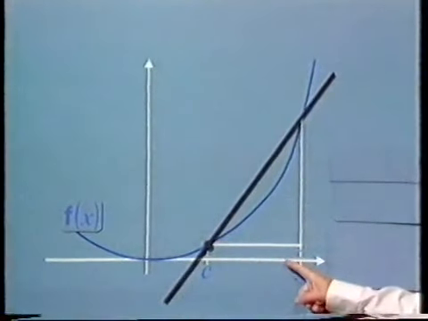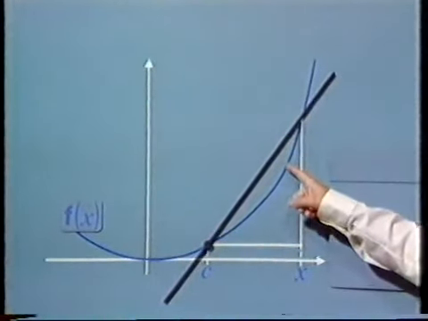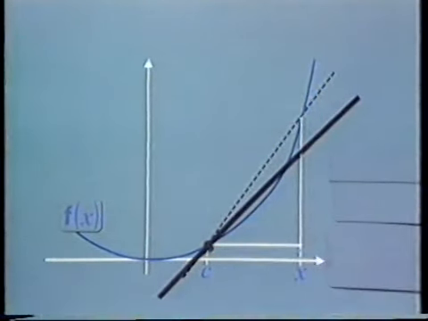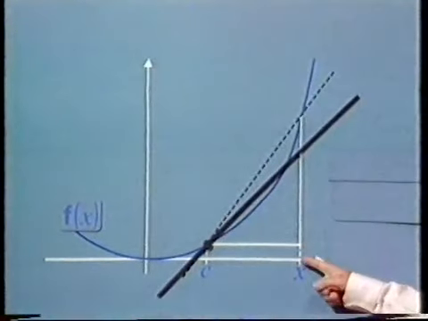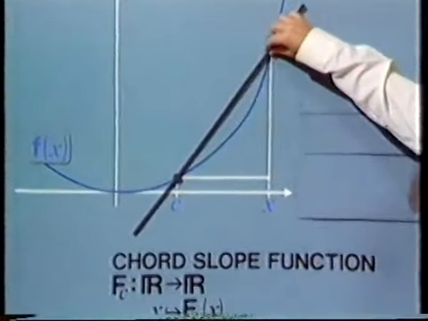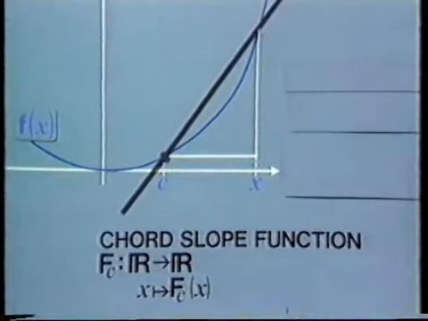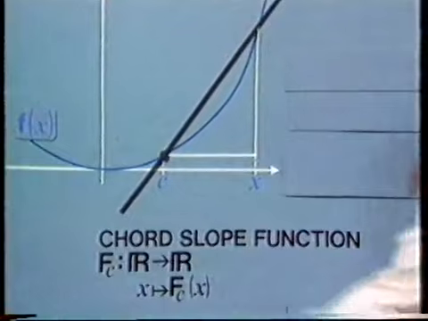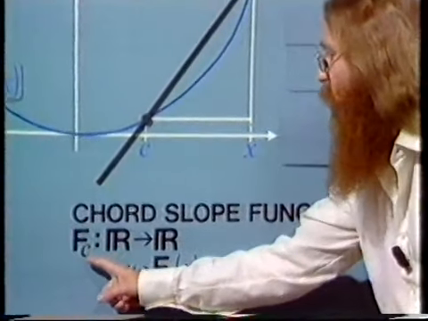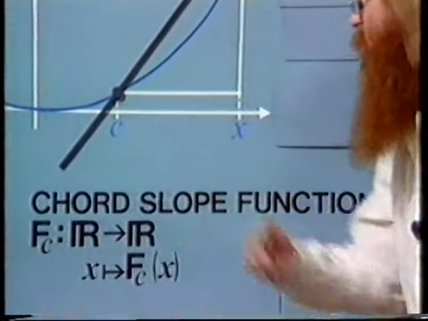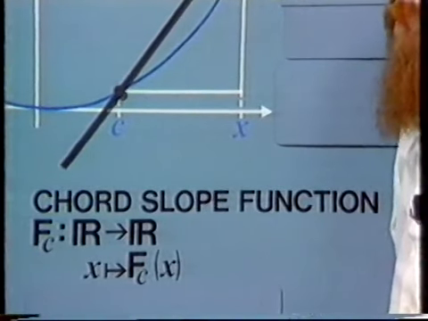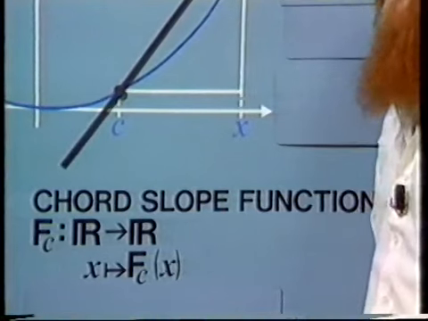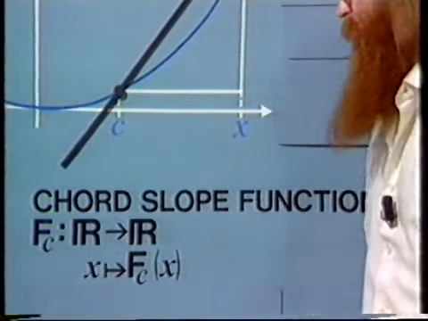Well, as we vary x, we vary the corresponding point on the graph and the corresponding chord and its slope. So we get a function, and for each x, it gives the slope of the corresponding chord. So, naturally enough, we call this the chord slope function. And we write it like this, capital F subscript C. The subscript C tells us where the fixed pivot point is. For instance, if we pivoted at the point corresponding to 0, we'd write capital F subscript 0.